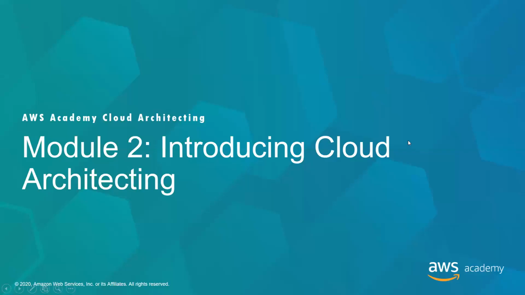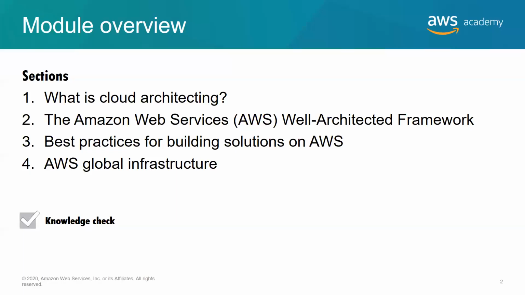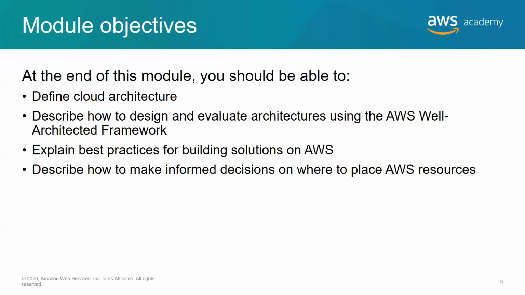In the second module, we're going to discuss introducing cloud architecting. First of all, we should know what cloud architecting is all about. We're going to discuss the well-architected framework, best practices, and AWS global infrastructure. At the end of this module, you will be able to define cloud architecting, describe how to design and evaluate architecture using the well-architected framework and best practices, and make informed decisions on where to place AWS resources.